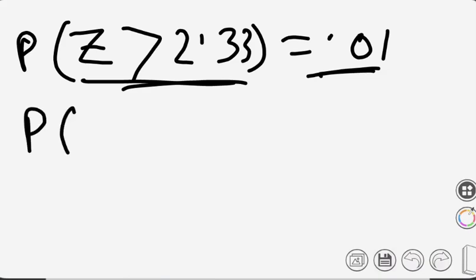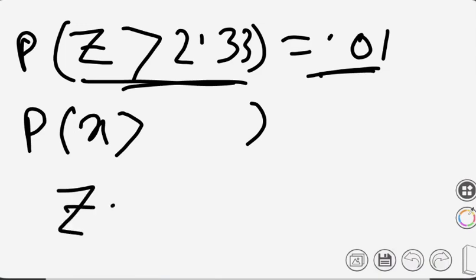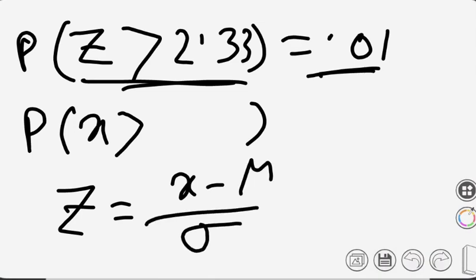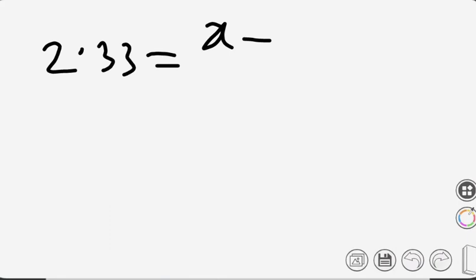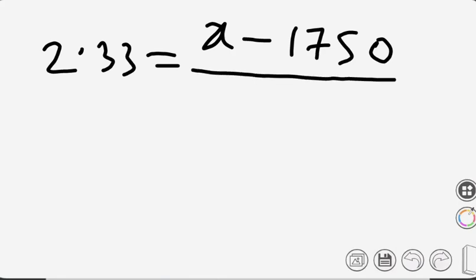So can you find the value of x then? Because z equals x minus mu by sigma. So put the value of z as 2.33 equals x minus mu by sigma. What is the value of mu? 1750, isn't it? And sigma is 50. So calculate the value of x. So x is 2.33 into 50 plus 1750.